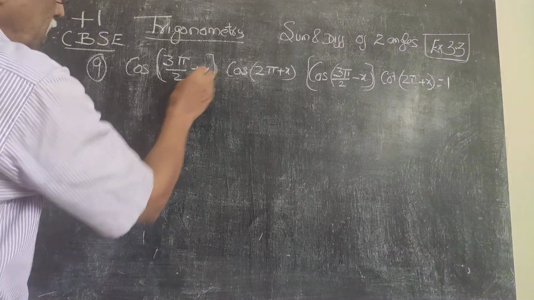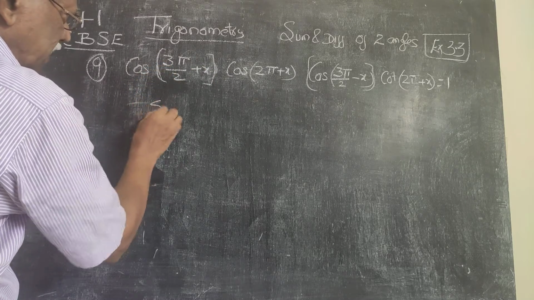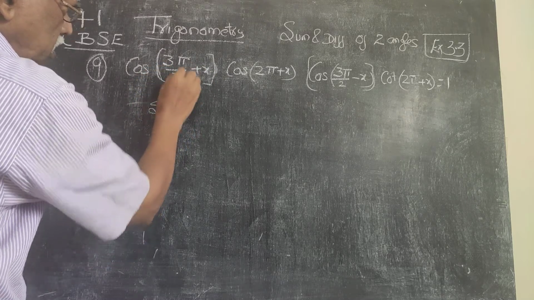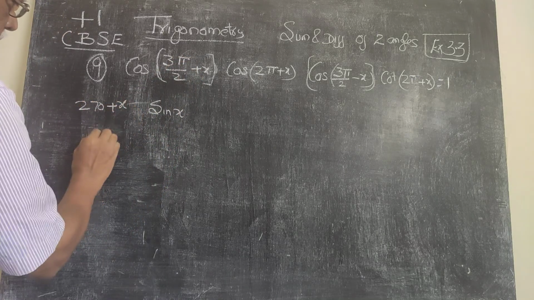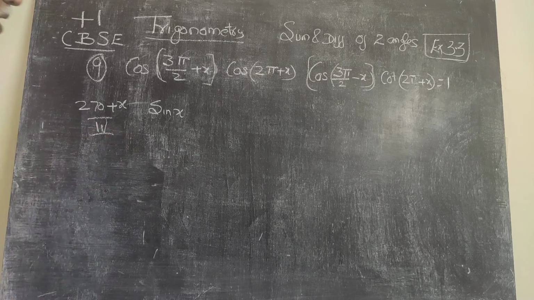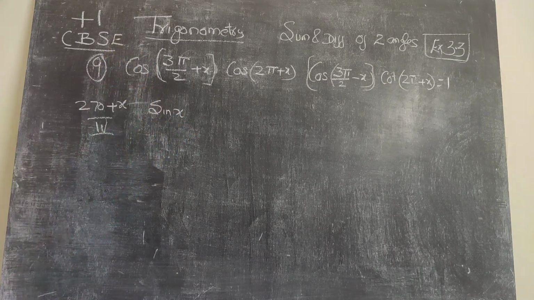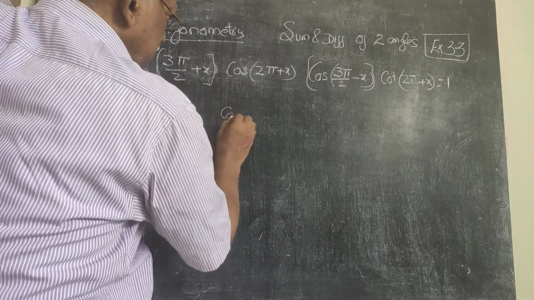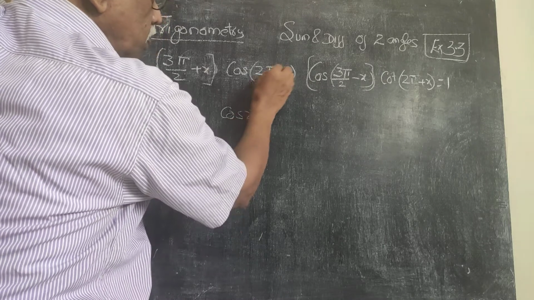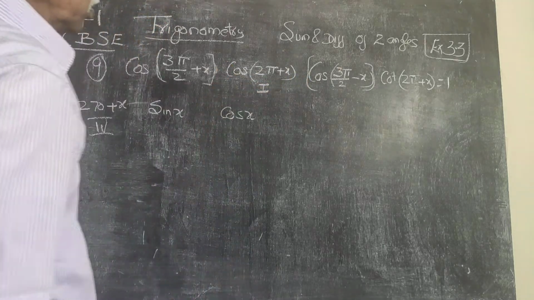Cos(3π/2 + x): odd multiples of 90, therefore it will be sin x. 3π/2 is 270, 270 plus x, so fourth quadrant. In the fourth quadrant cos is positive, therefore simply sin x. Cos(2π + x), so cos x. 2π plus x is first quadrant, therefore it is positive.